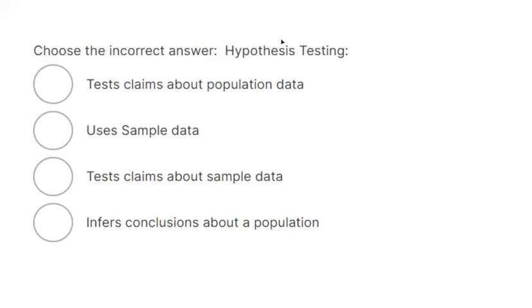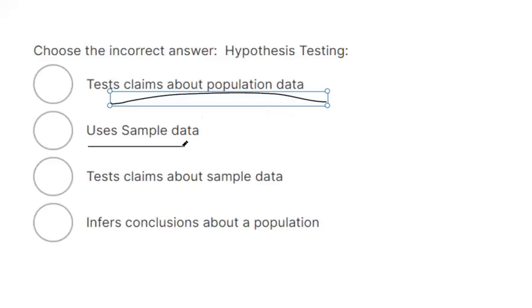Hypothesis testing is the incorrect answer. Test claims about population data. That it does, right? That's the whole point of statistics, is we can't go ask everybody, or we can't find out everyone's blood pressure. So instead, we gather 100 blood pressures and then we estimate the population data. So that's true about hypothesis testing. We do use sample data to help us make a claim about the population.